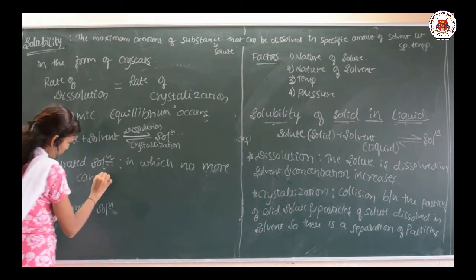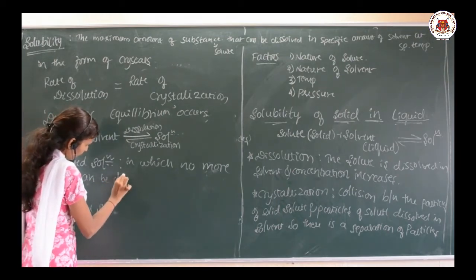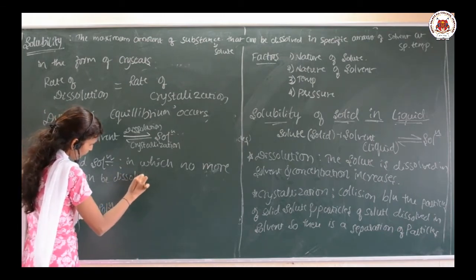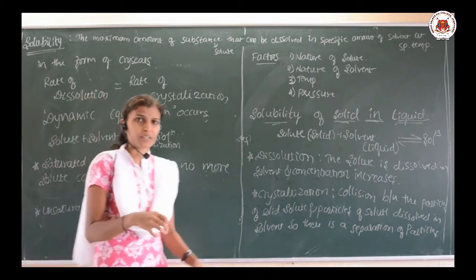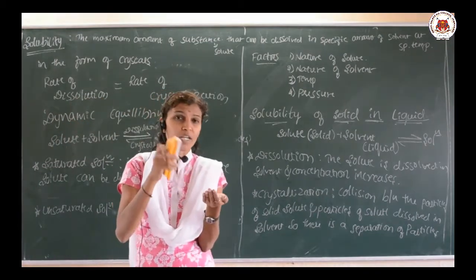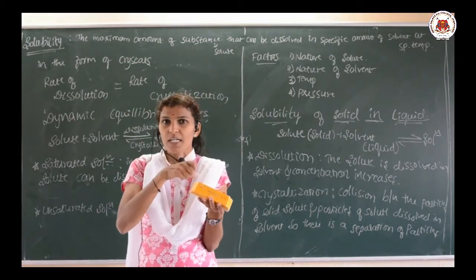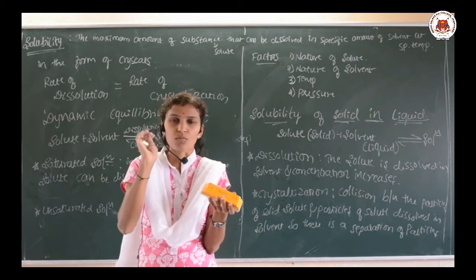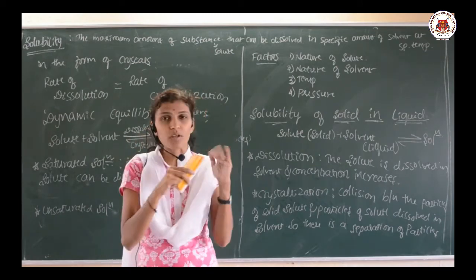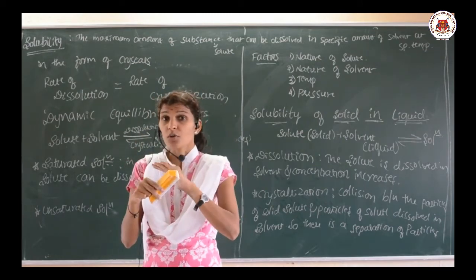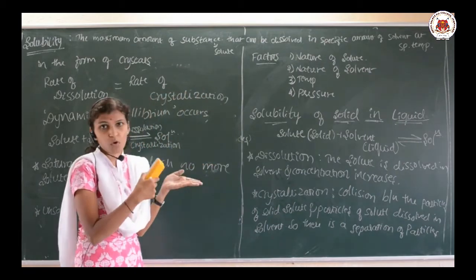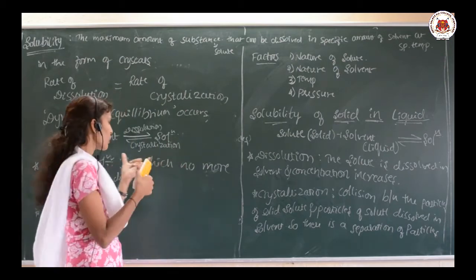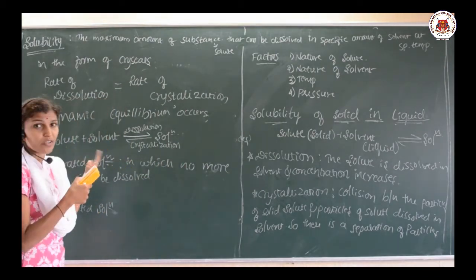No more solute can be dissolved. Okay. Let us take one example. Take a glass of water and go on adding the sugar. In the beginning it dissolves, up to a certain level it will dissolve. After that the sugar will not dissolve in the solution, that is, in the water. So that solution is said to be a saturated solution.